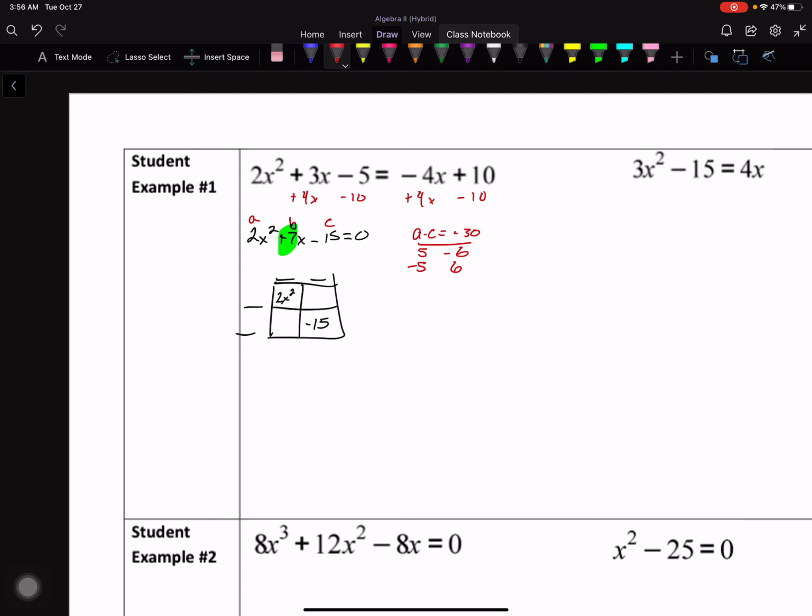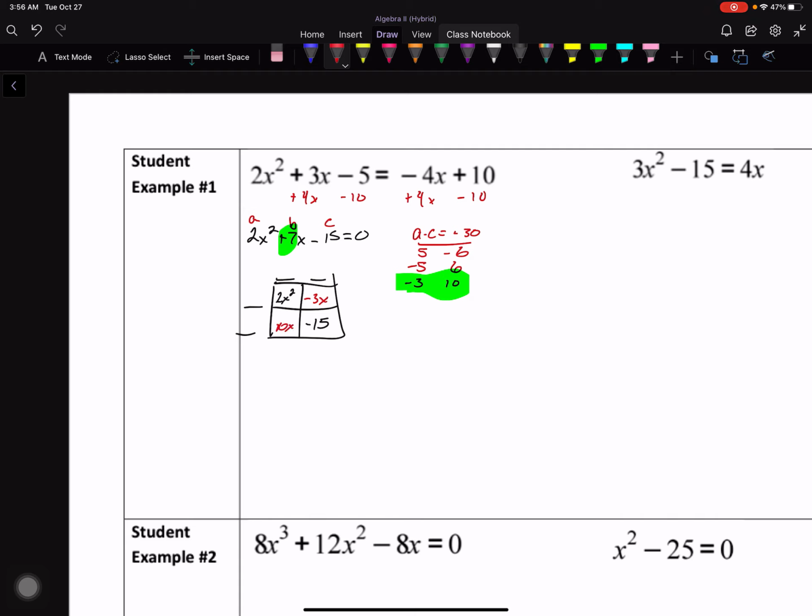So that's not going to get you there. 2 and 15 won't get you there. How about -3 and 10? If I add those up, I do get +7, so that's the correct factor pair. So we'll finish the box out with -3x and 10x.